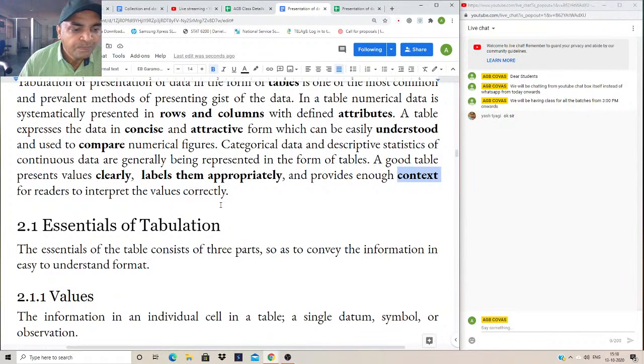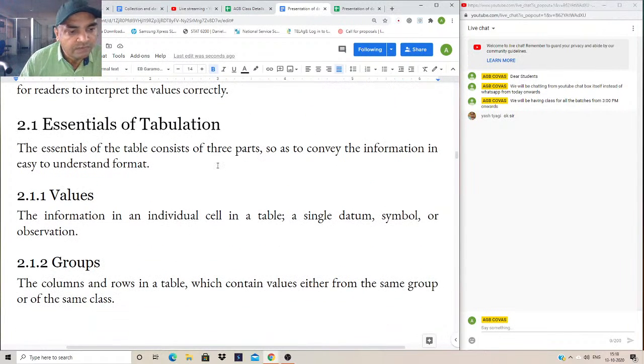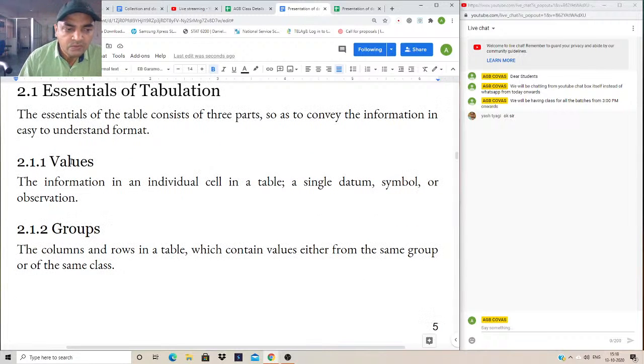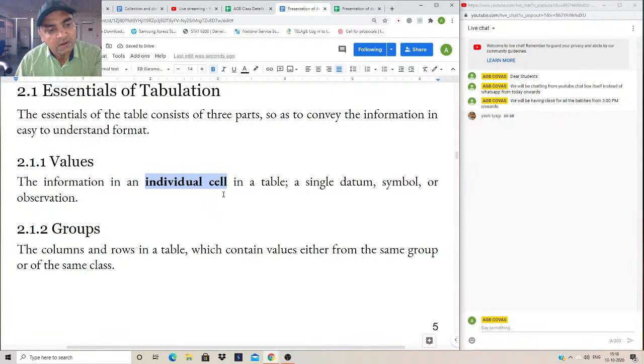Now, essentials of a tabulation. What are the essentials of a tabulation? There are basically three parts or three essentials of a table. One is the values. The information in an individual cell of a table is known as a value: a single datum, symbol or observation. So it is an essential of a table. Unless there are individual cells in which you have put some values, nobody can make a table.